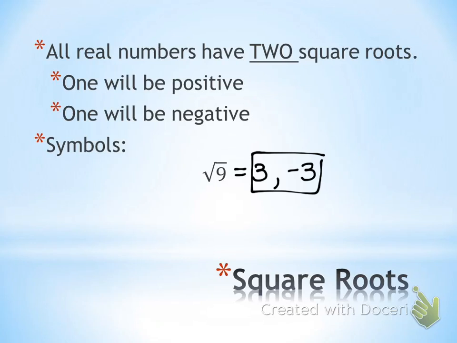Now let's go over the different symbols for a square root. This symbol right here, we call it the square root symbol, or the proper name for it is the radical sign. So when you see in your book or you're told, write this number under a radical, you know it's the square root symbol. The number underneath the radical sign is called your radicand.